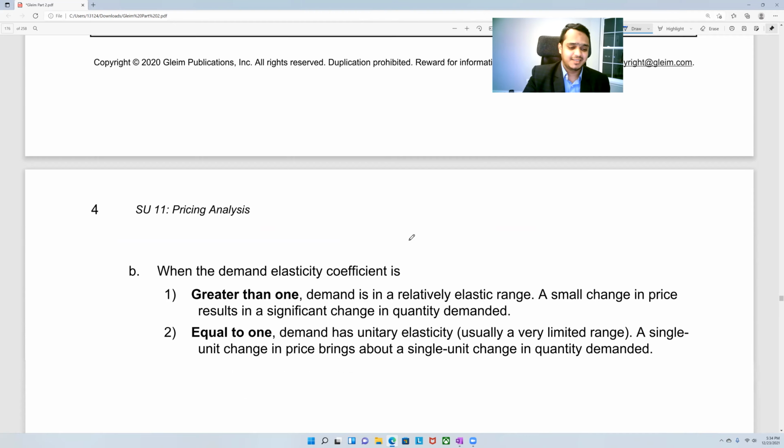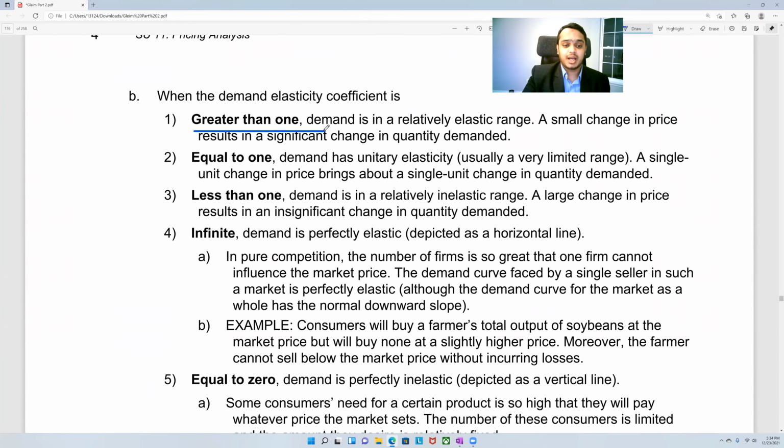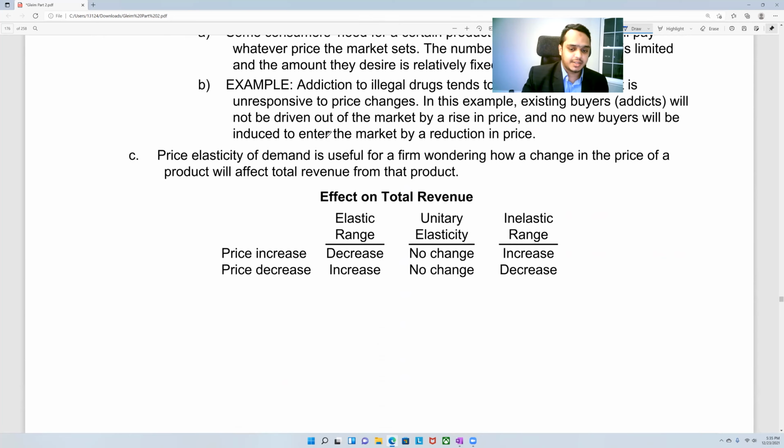No rocket science. Now, if you get an answer which is greater than 1, then the demand is relatively elastic. If it is equal to 1, then it is unit elastic. If it is less than 1, then it is relatively inelastic. Change is not happening. If the change is up to infinite, then it is perfectly elastic. And if there's no change at all, if it is 0, it is perfectly inelastic.